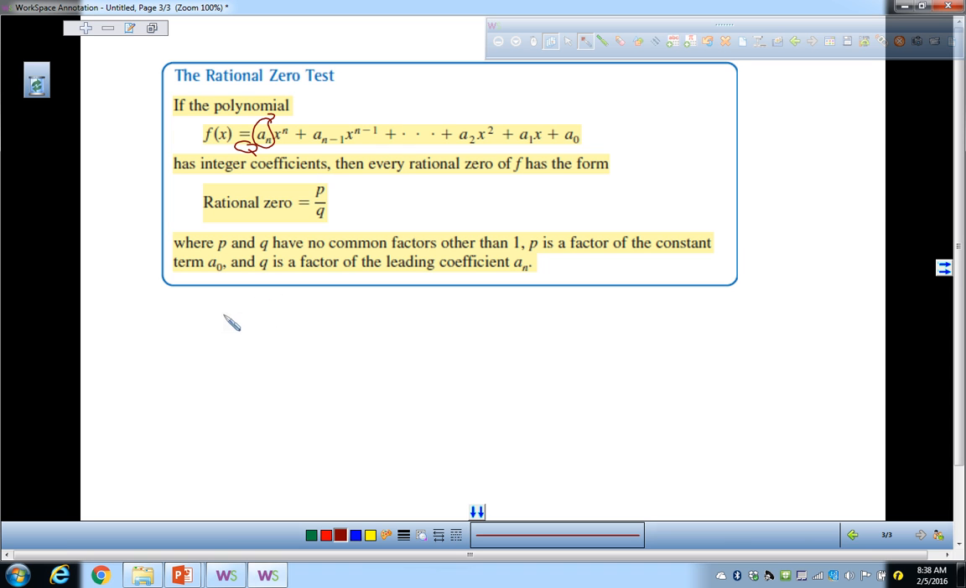Have you done this before? Maybe yes, maybe no. The factors of your constant term, those are your P's. This is where you get your P's. This is where you get your Q's. If you take all the possible combinations of your P's divided by your Q's, that's all the possible rational roots that you could have. That doesn't mean that every one of those is a root or a zero of the polynomial. All it means is that it is a possibility, okay? But those are the only possibilities for rational roots.